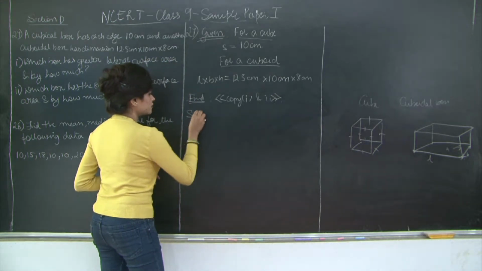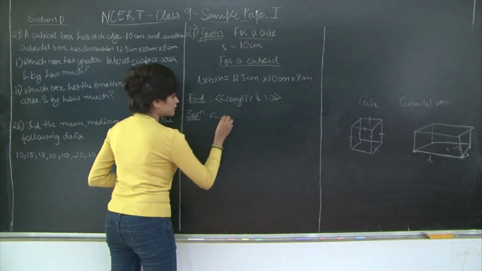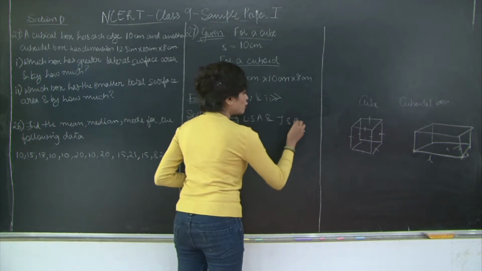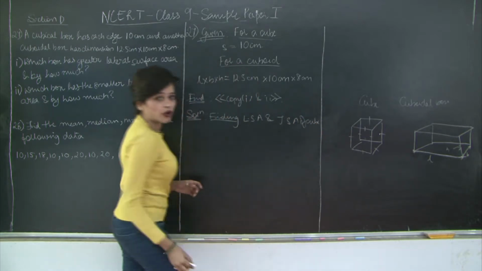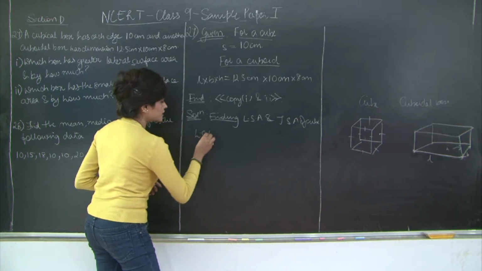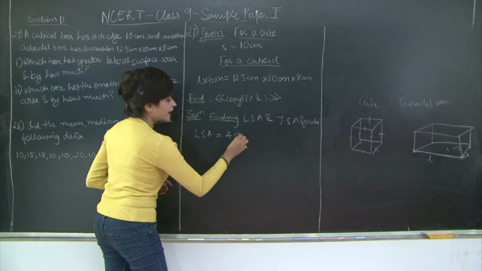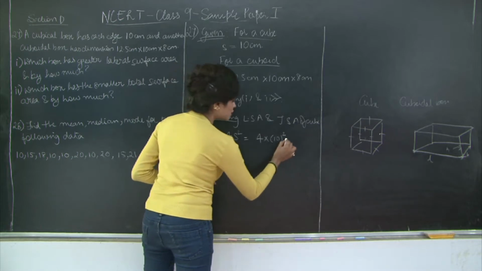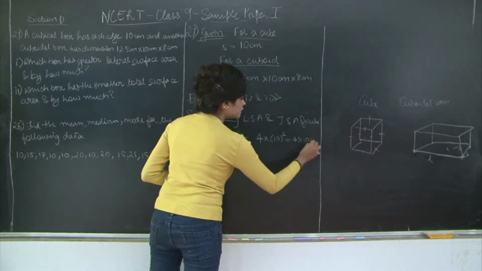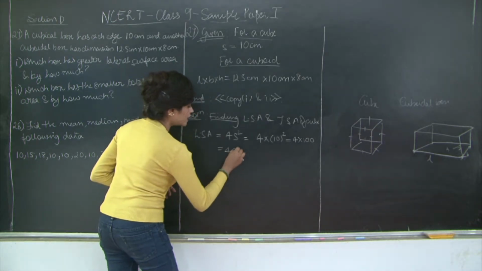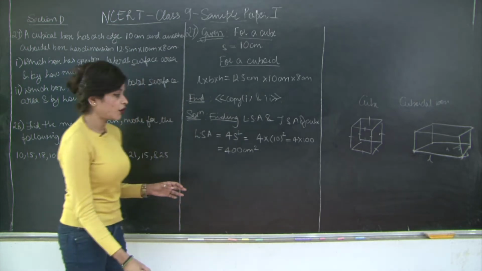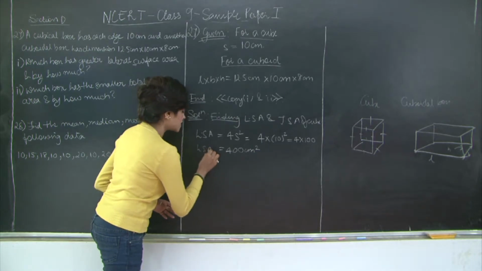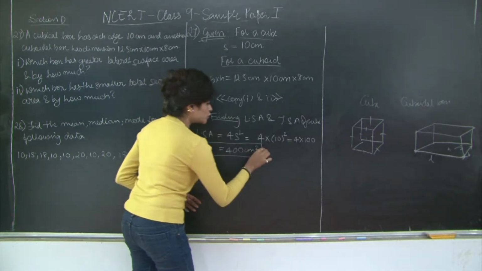So I'll say solution, finding lateral surface area and total surface area of cube. So what is the lateral surface area going to be? It's nothing but the curved surface area, which is going to be 4 into side square, which is 4 into 10 square, which is 4 into 100, which is 400 centimeter square. Because we are talking about the surface area, it is always given as unit square or square units. So this is the lateral surface area. I'm going to mark this statement as 1.